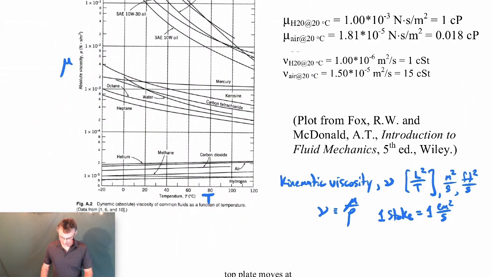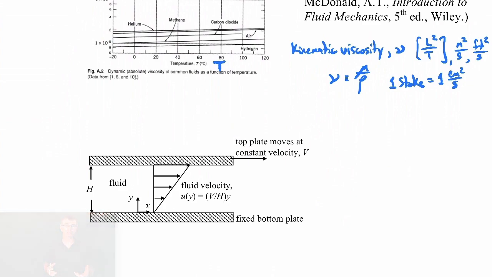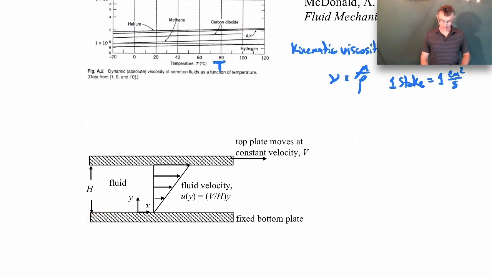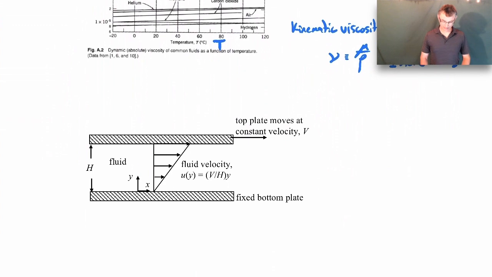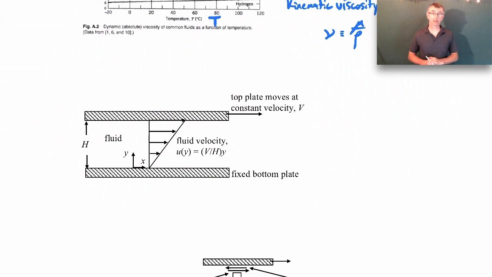So I've talked a little bit about the property of viscosity, talked a little bit about kinematic viscosity. Let me show you a little bit how we use it. To motivate this, I'm going to use a common engineering model for a flow. This is called a Couette flow. It's shown on your screen here.